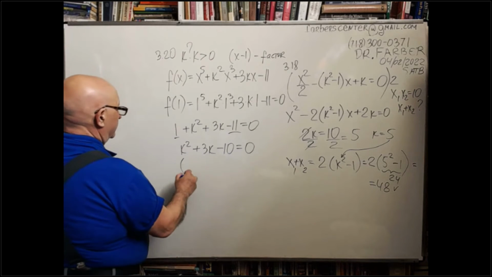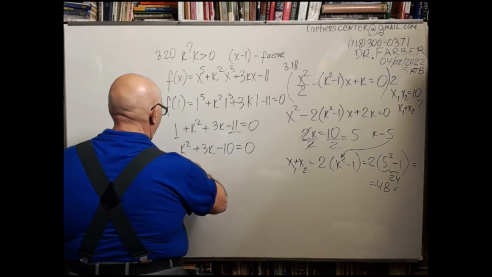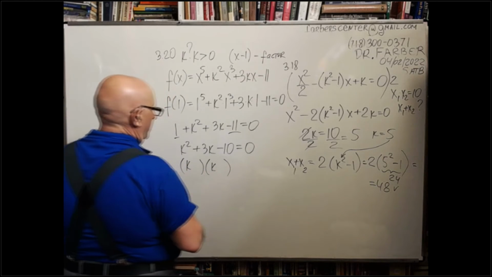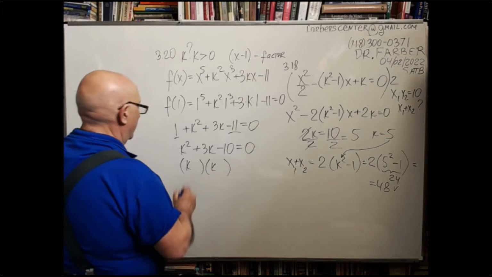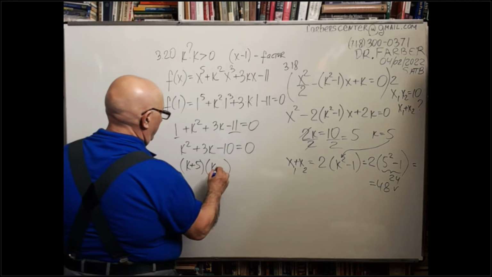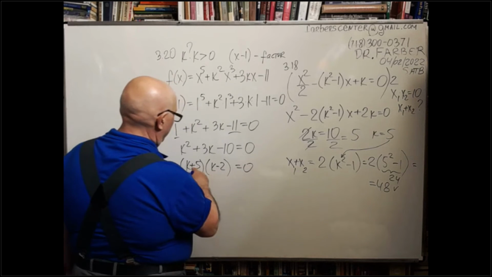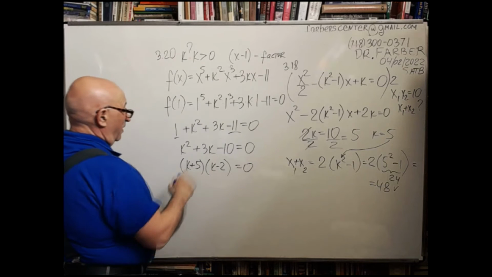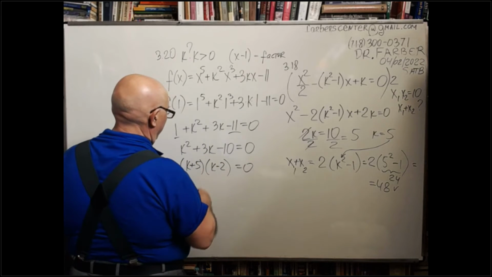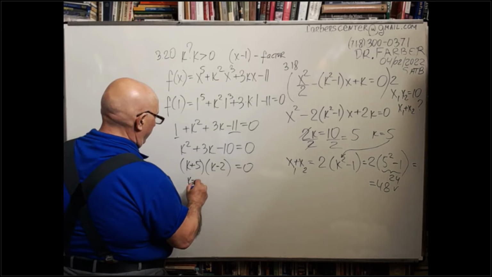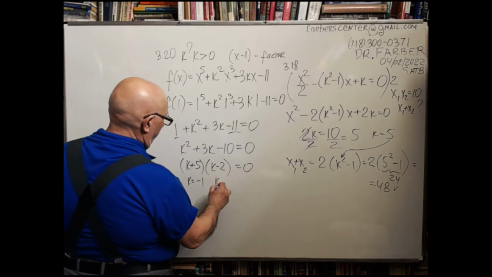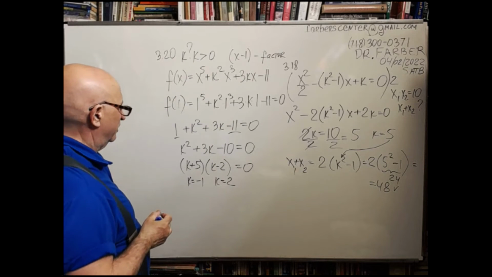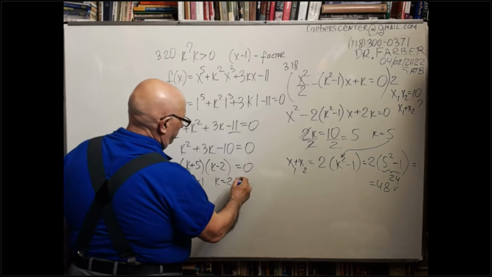If you factorize, you have (k plus 5) and (k minus 2) equals 0. 5 times negative 2 is negative 10, we just did it right now. And 5 plus negative 2 is 3, yes. Either k equals negative 1 or k equals 2. Since we have the initial restriction, k is greater than 0, this would be the answer.